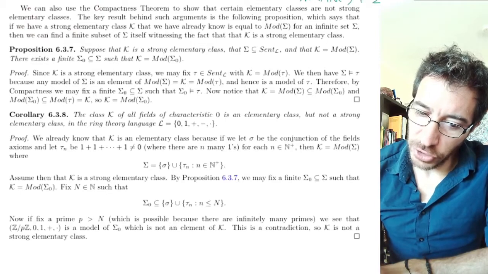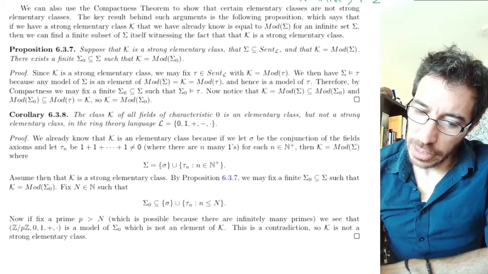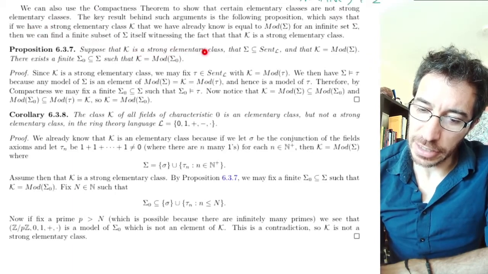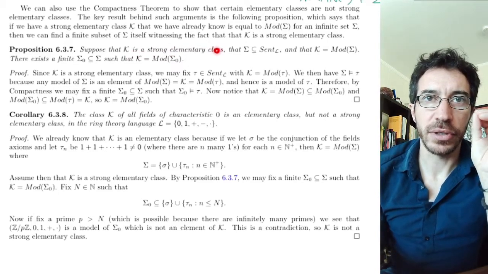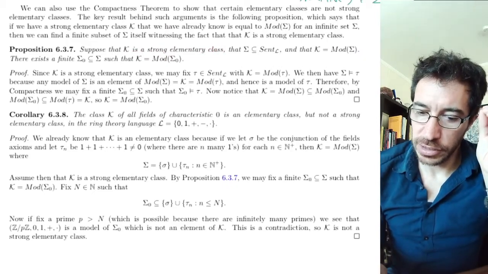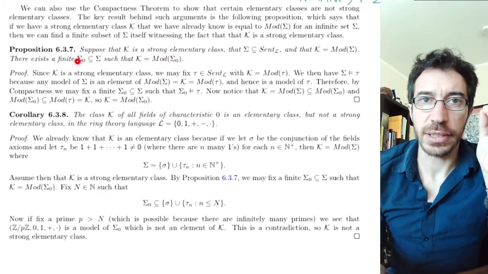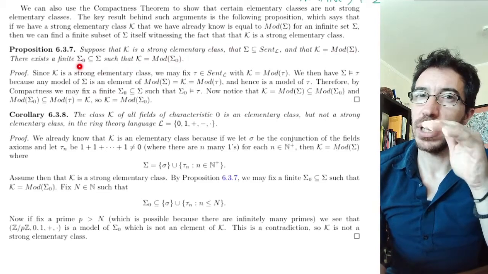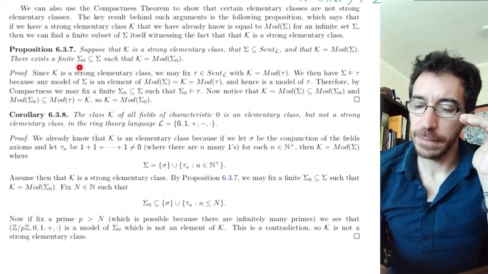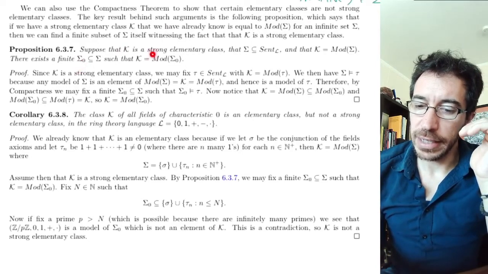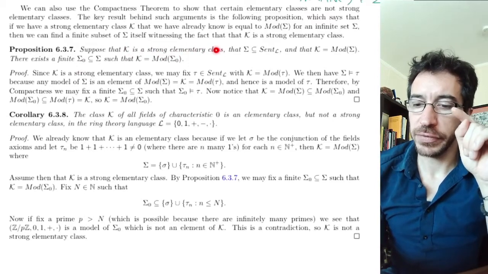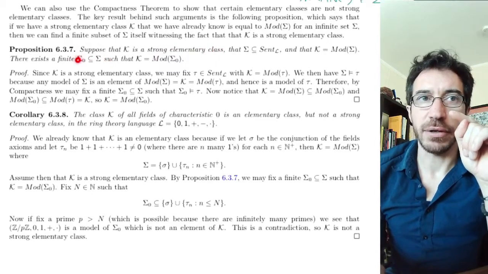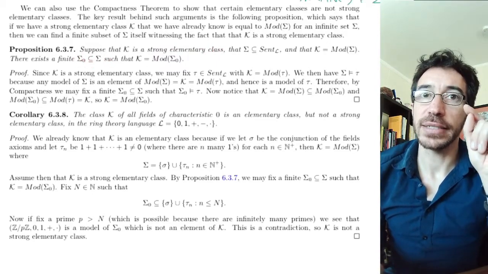Here it says that if we know that K is a strongly elementary class, which means we know that it's the class of models of some finite set of sentences, then the conclusion is that it is the class of models of a finite set of sentences, sigma 0. So when you see this, stop and ask, okay, wait, what is it saying? Well, what we know is that it's the class of models of some finite set of sentences, but we don't know that this finite set of sentences needs to be a subset of sigma. That's the new part about this.